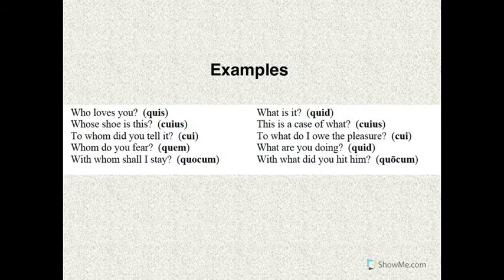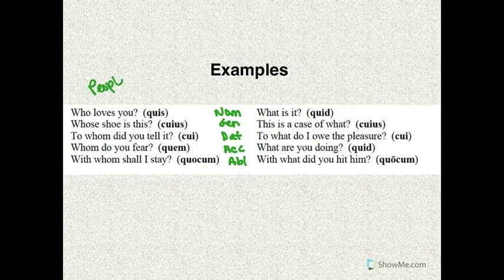Let's take a look at some examples. How I have this chart divided, they all go in the nominative through ablative pattern. So nominative, genitive, dative, accusative, and ablative. On the left side, I'm dealing with people, or the masculine and feminine column. And on the right side, we're dealing with things, or the neuter column.